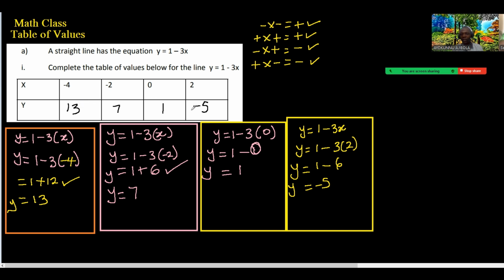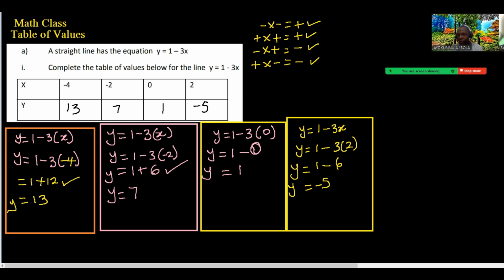Now you understand how we fill the table up, yes or no? No. Okay. Look at it and explain from the beginning. How did we get 13? 1 plus 12. Speak up. 1 plus 12. And where did 1 plus 12 come from? 3 times 4.